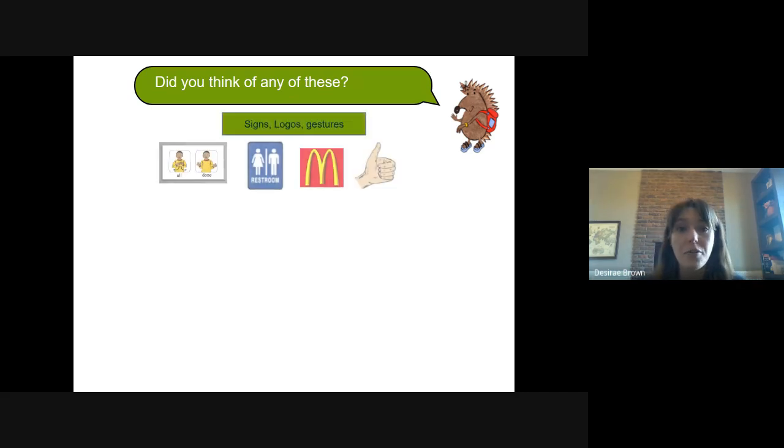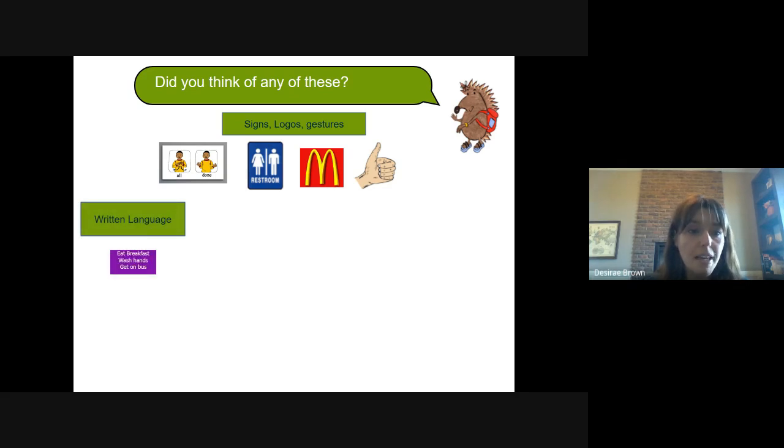Here's a few more. Signs and logos, gestures too, like you might ask someone, are you okay? Are you good? So that can be a visual. You see these pictures here that we use to show where the restroom is, or if we're looking for a certain restaurant. Also signs, like sign language, can be a visual.